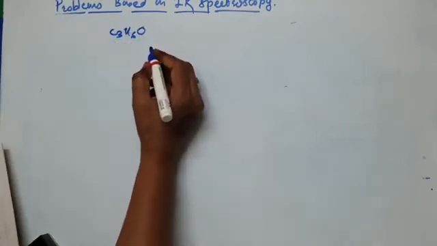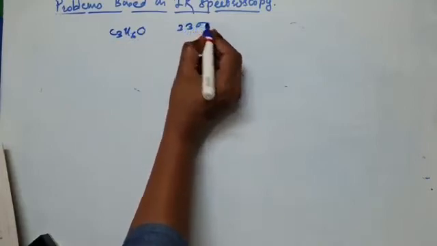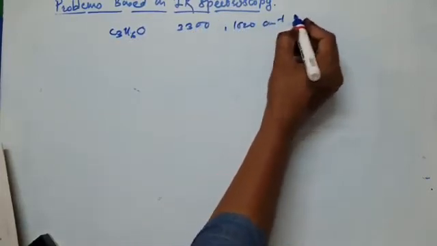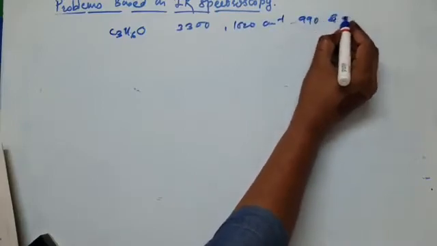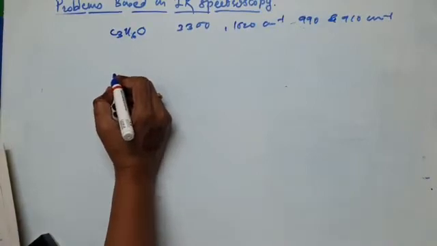It is C3H6O, and the IR bands given are at 3300 centimeter inverse, then another band at 1620 centimeter inverse, and 990 and 910 centimeter inverse. Now we have to find out the structure of the molecule.